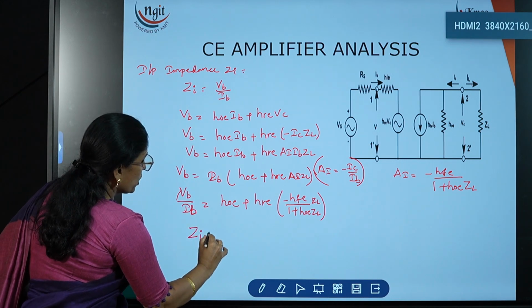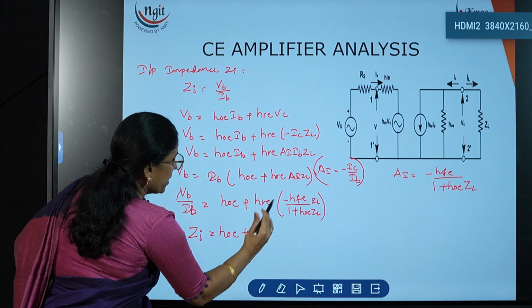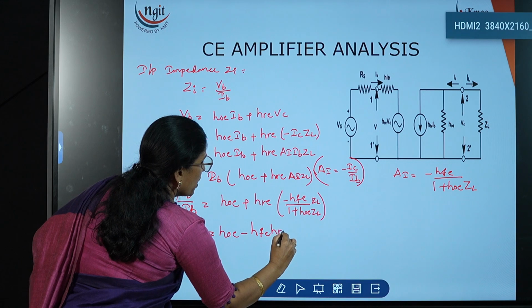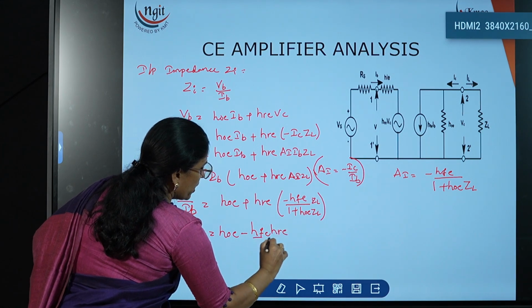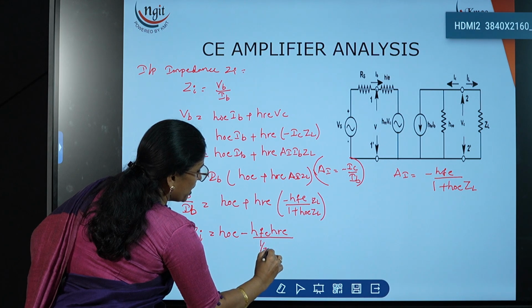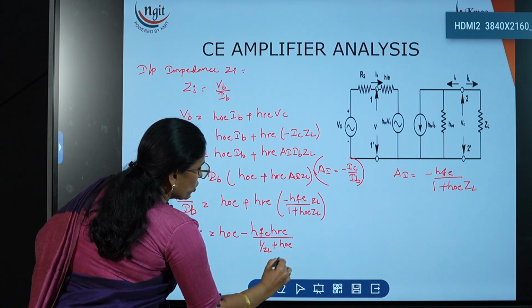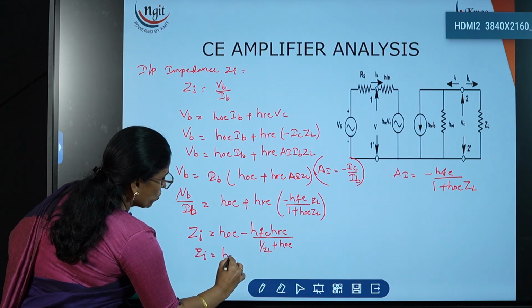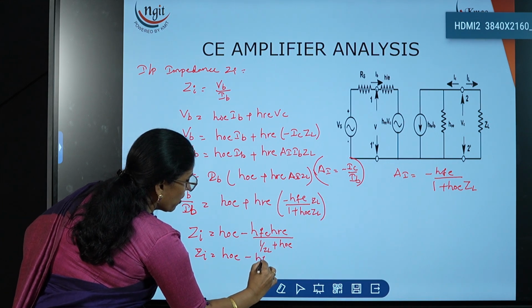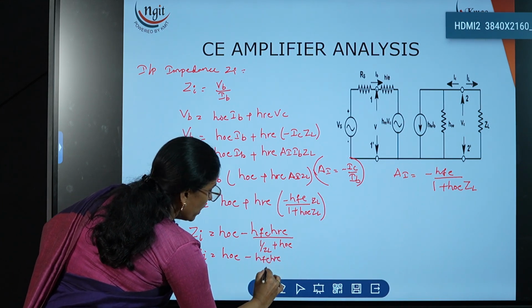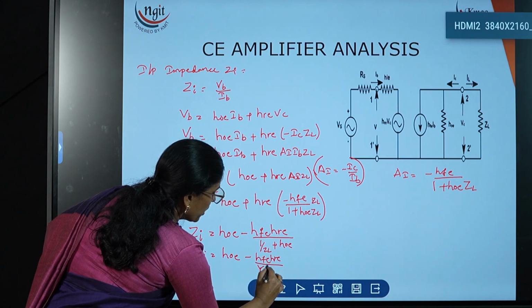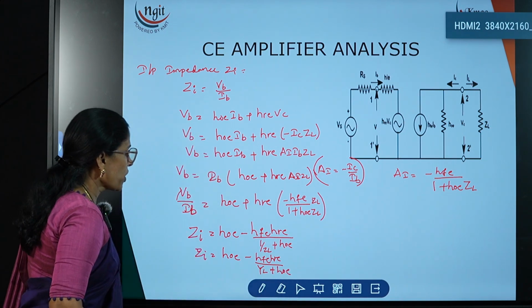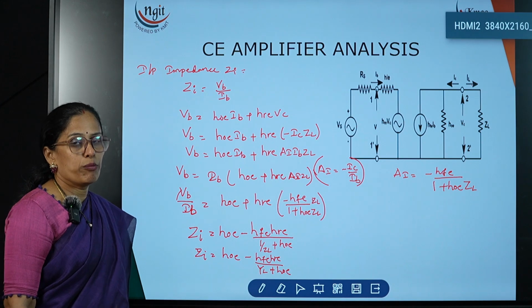So ZI is equal to HOE minus HFE HRE, taking out and cancelling ZL with this ZL, then 1 divided by ZL is plus HOE. So 1 divided by ZL we can rewrite as: ZI is equal to HOE minus HFE HRE divided by YL, the admittance. 1 divided by impedance is nothing but admittance, plus HOE. This is the input impedance in the CE amplifier.